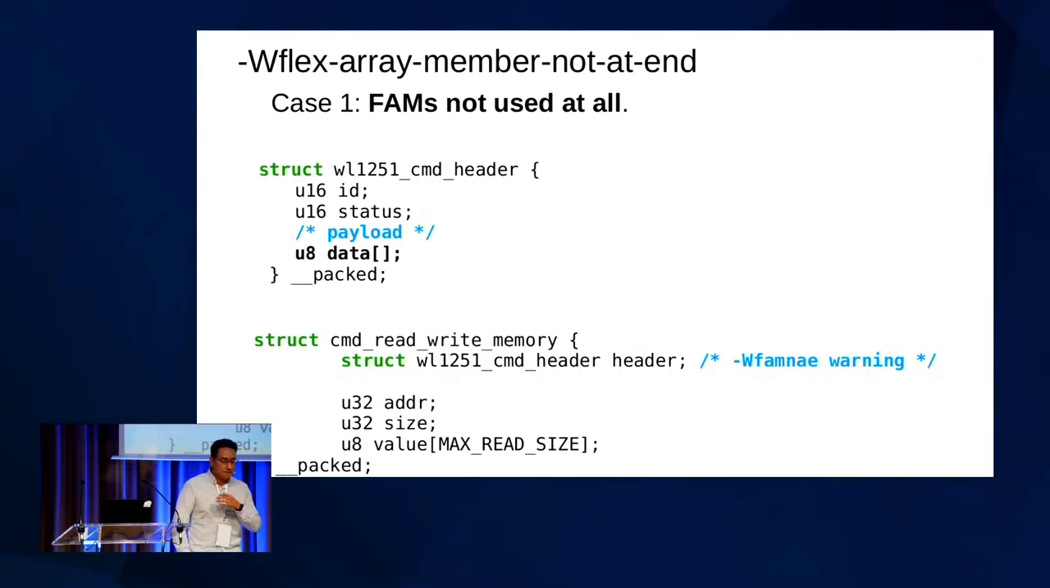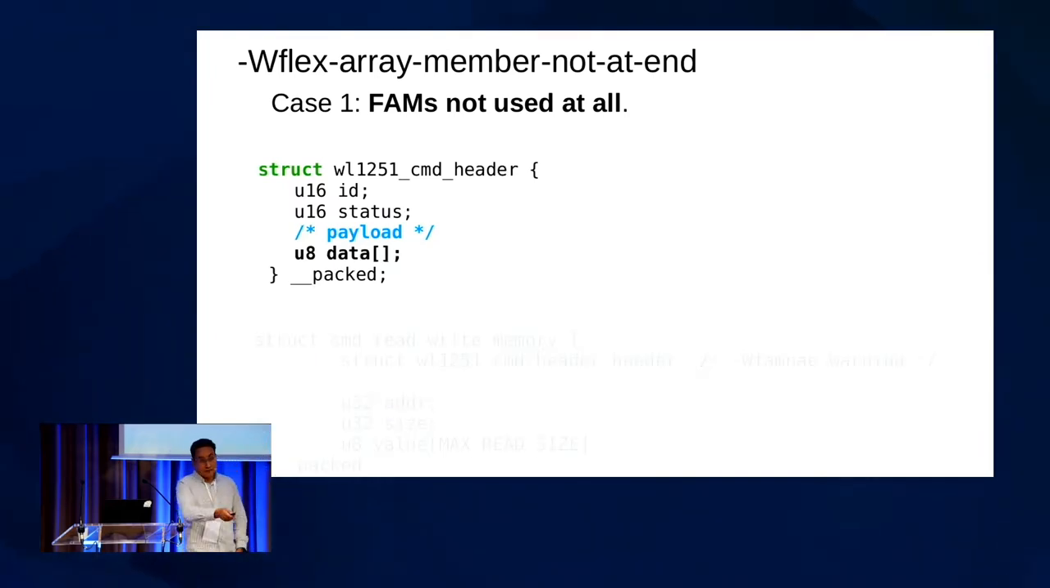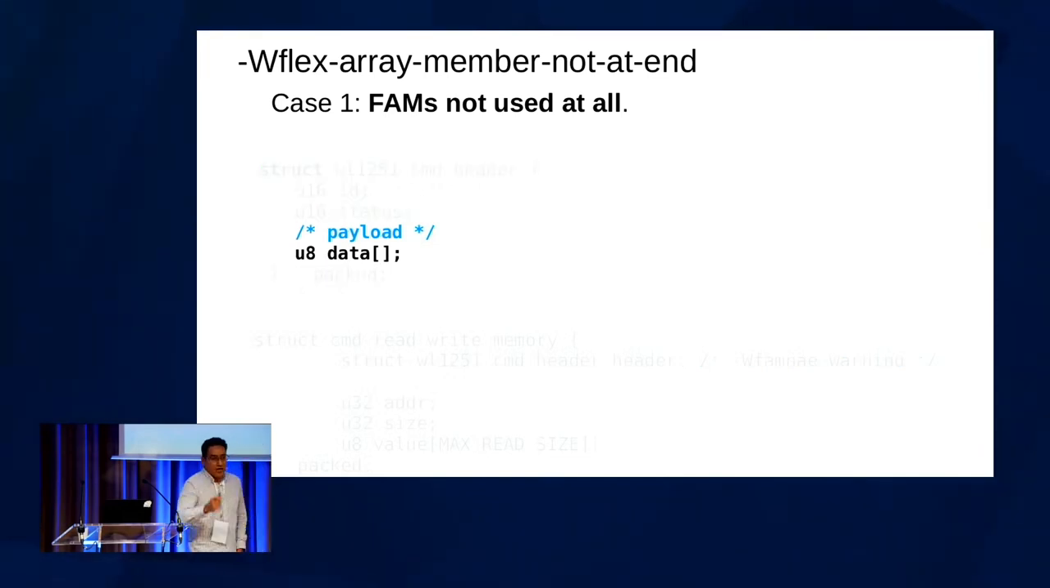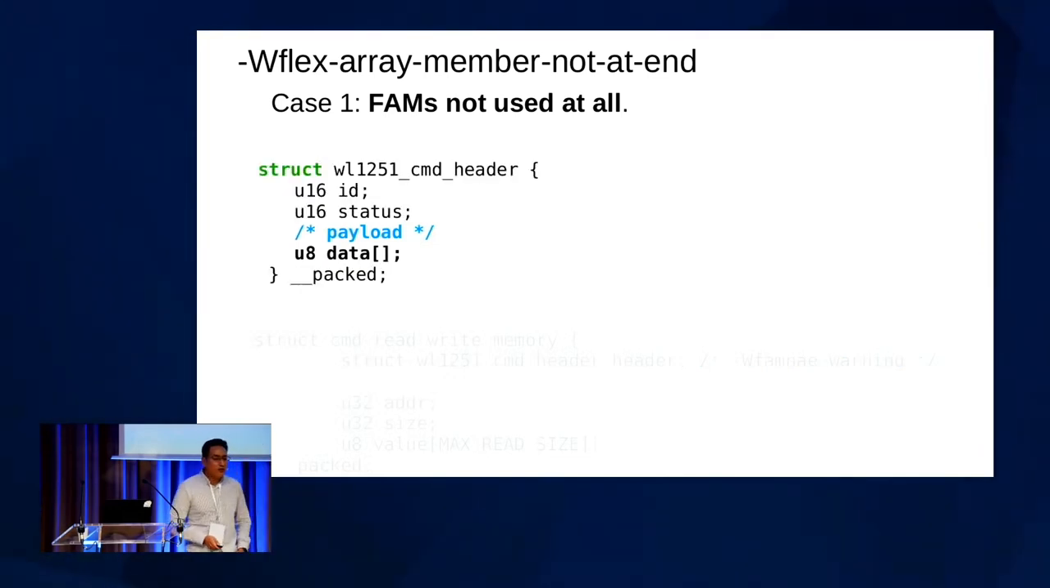Okay, so the first case is the easy one: when the flexible array member is not used at all. In this case, we have our flexible structure. This is real kernel code. And we have our flexible array member. What I noticed at the time was that this flexible array member was not being used at all in any part of the kernel. This means that no heap space was being allocated for this array, and there were no instances of code trying to access this array.